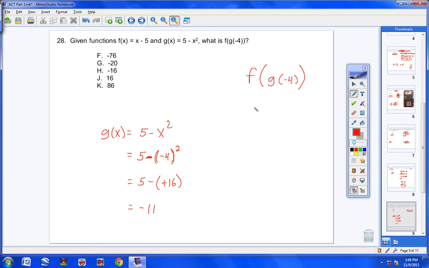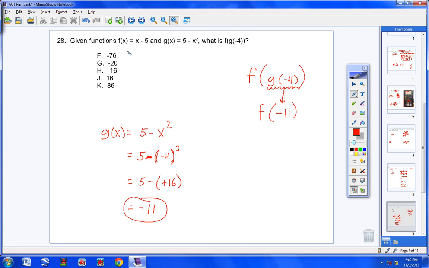So this whole thing now is gone. I evaluated it. G of negative 4 equals what? Negative 11. So now I have f of what? Negative 11, because this is gone. I just found g of negative 4, and g of negative 4 is negative 11. So now I put that in. Now I'm going to find f of negative 11.